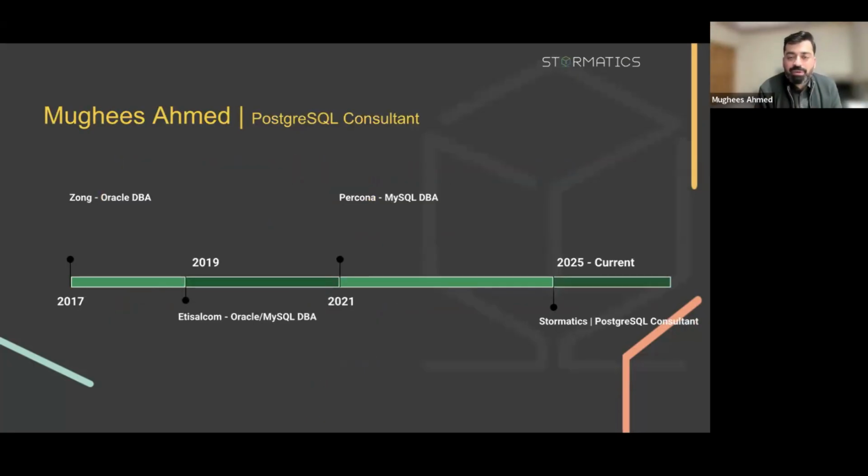About me, my name is Mughees Ahmed, and I'm a Postgres consultant at Stormatics. I started my career back in 2017 at Zong, which is a telecom company, and then continued working in the telecom sector at Solcom, which was based in Bahrain. Then I moved to Percona, a performance consulting company for MySQL and Postgres, and after working there, I'm now working at Stormatics as a Postgres consultant.